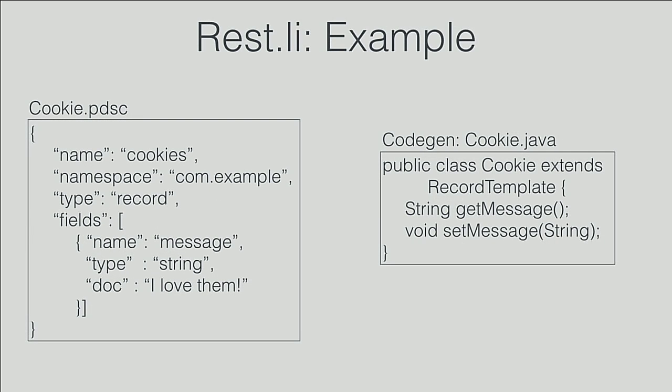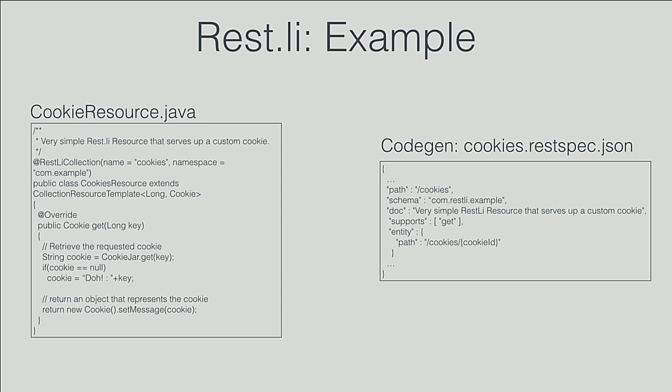So let me show you what a Rest.li example looks like. On the left, we talk about cookie.pdsc, which defines a simple cookie resource. And then CodeGen is cookie.java, which allows you to create a place for you to actually implement what a cookie class would do. You would then implement like a cookie resource.java. You can also find all of this on Rest.li, so don't worry about taking it all down.